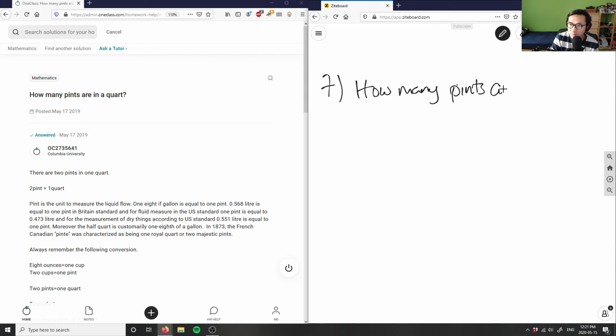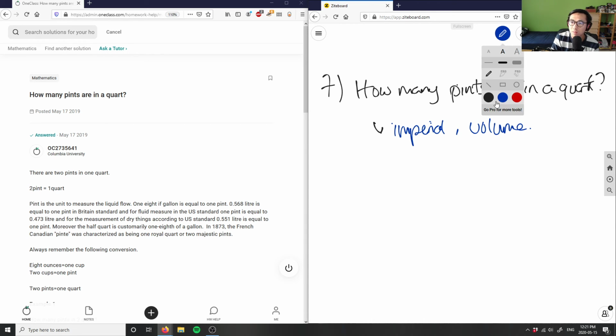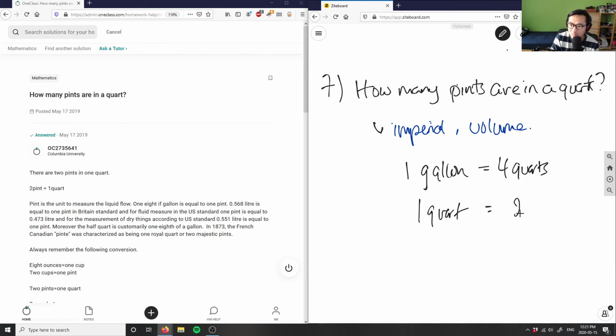How many pints are in a quart? Again, this here is the imperial system, and we're measuring volume. So again, we want to figure out how many pints are in a quart. So I'm going to write down my conversion factors. I have 1 gallon equals 4 quarts. 1 quart here equals 2 pints. And what you realize here, we can actually stop writing down our conversions because my answer lies already here. 1 quart equals 2 pints. So how many pints are in a quart? Well, there are 2 pints in 1 quart here.